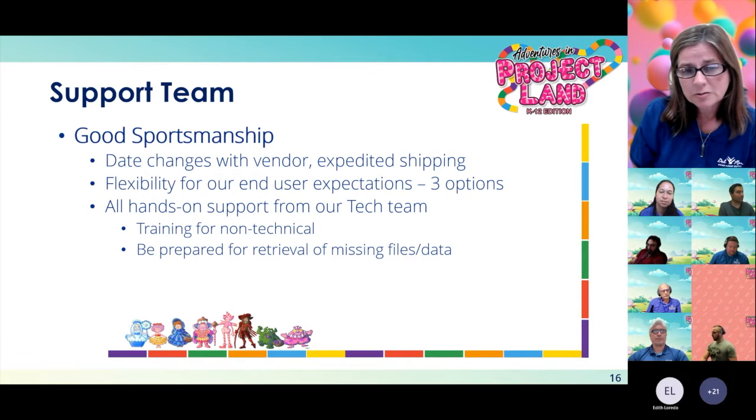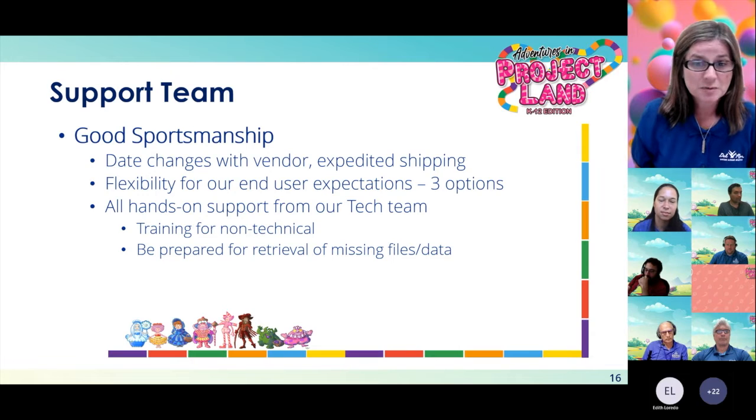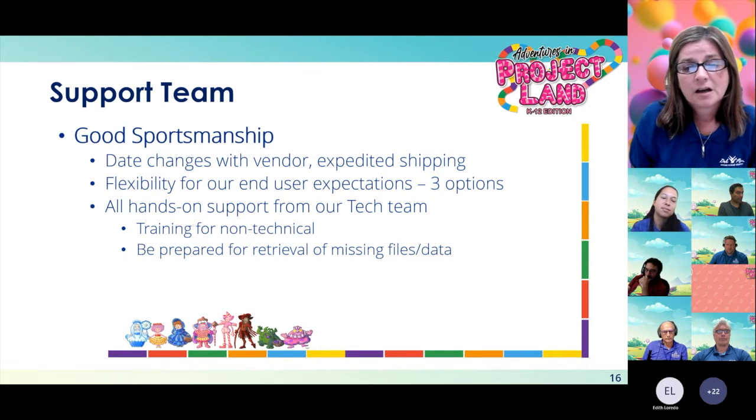As I mentioned earlier, we had date changes with the vendor. We had to expedite shipping. We were already 2 weeks probably out from our expected rollout date. By this time, we're all panicking. Are we going to get it by the time the teachers leave? Because it was June 3rd, an early dismissal this year for all of us. We had flexibility of our end users' expectations. They were ready to get this around report card time in May, and we got it, I think, towards the end of May, probably the week before school ended.